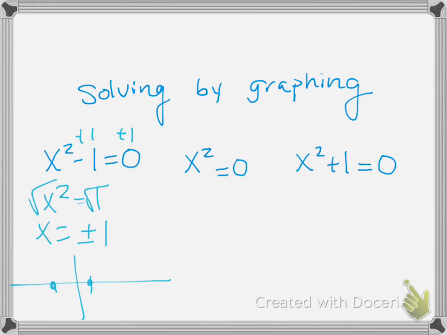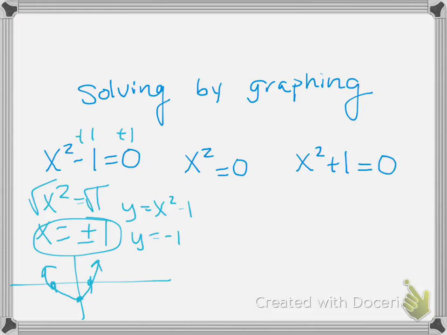Okay, and to find the vertex, or to see where it crosses my y-axis, we plug in 0, right? So if it was y equals x squared minus 1, we'd plug in 0 and we'd get y equals negative 1. So 0, negative 1, and we draw our line. Okay, so in this situation we have two different solutions.